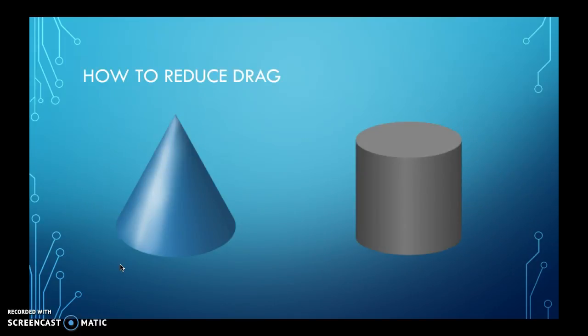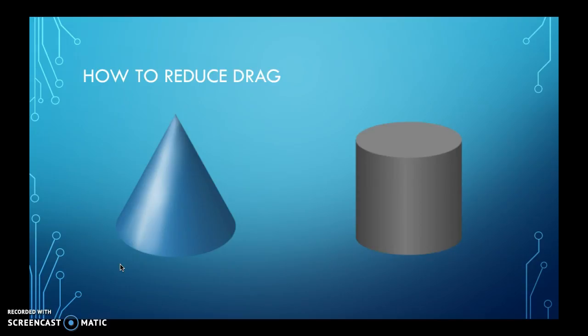So how do we reduce drag? If we go back to our lesson on friction, the thing that caused greatest friction was a large surface area. So again, this is still going to apply for your rocket. The larger your surface area, the more drag you're going to have. And drag, in the case of rockets, is bad. It keeps you from going your maximum height.